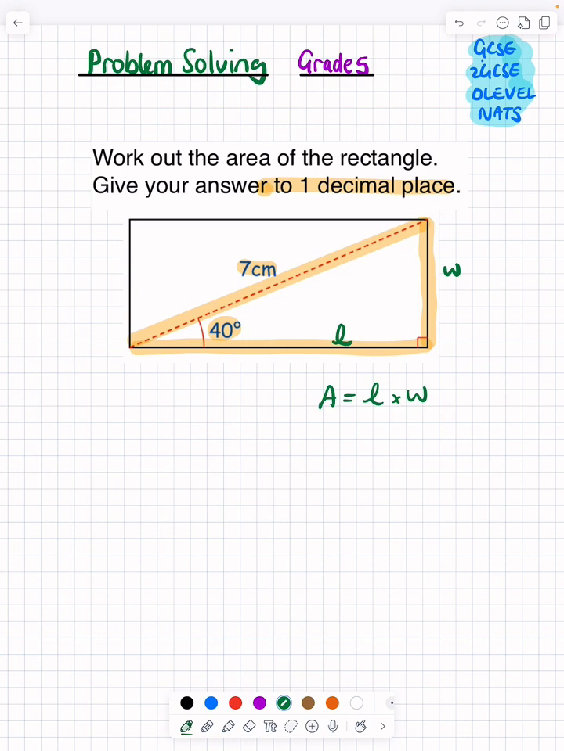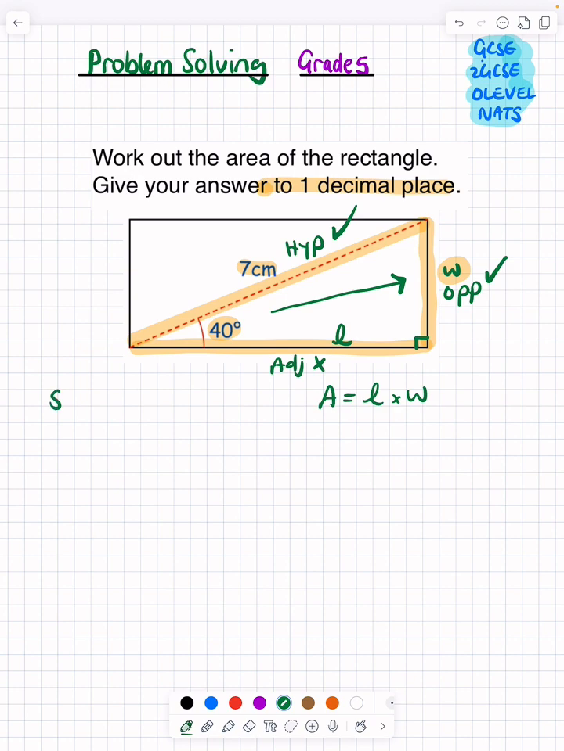So now, because we have a right angle triangle, we can label our sides. The longest side is the hypotenuse, so that's the diagonal side of this rectangle. And I'm going to label this side as the opposite, and then this is the adjacent. Now I'm going to work out the width of this first. So that means we need a formula that links together the opposite and the hypotenuse. We don't need adjacent at the moment.